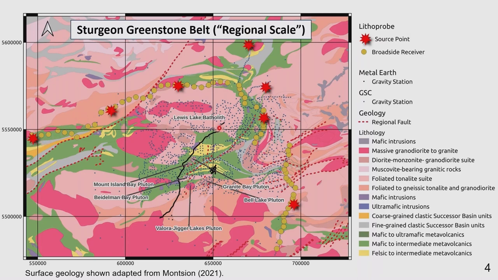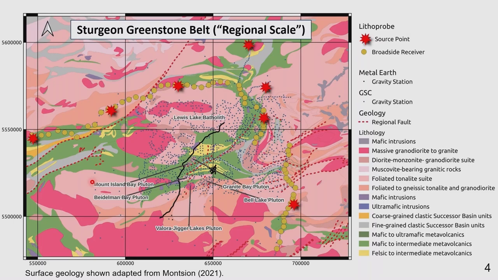And this is the Metal Earth transect down here in black. In this case, it's black because there are gravity stations that are 300 meters apart. And all these other little black dots around here are a slightly more dense gravity network that was available to us from the Geological Survey of Canada. But also out here, there are other gravity stations. You can see they're about 15 kilometers apart.